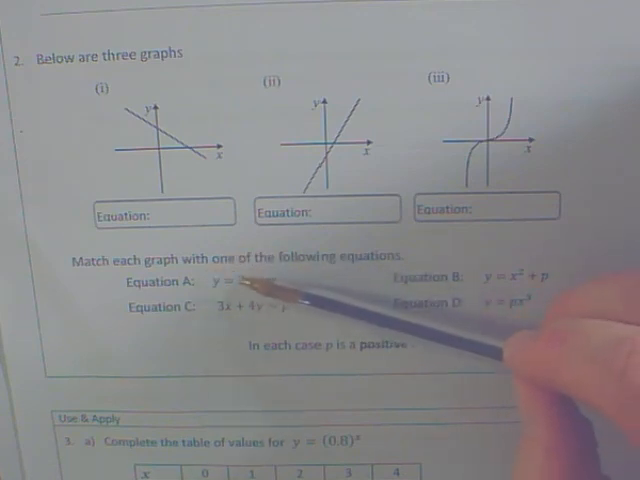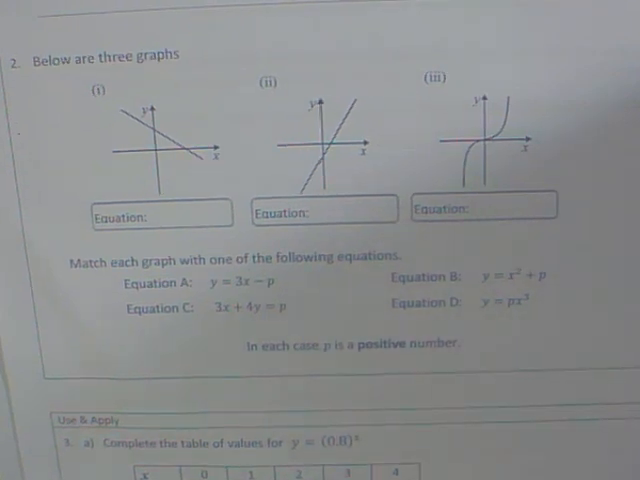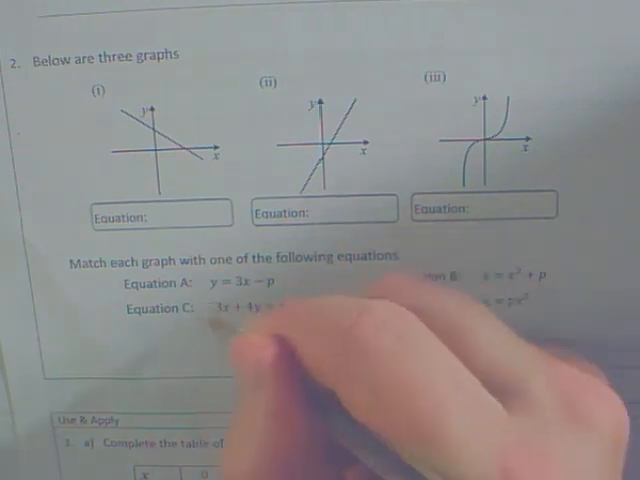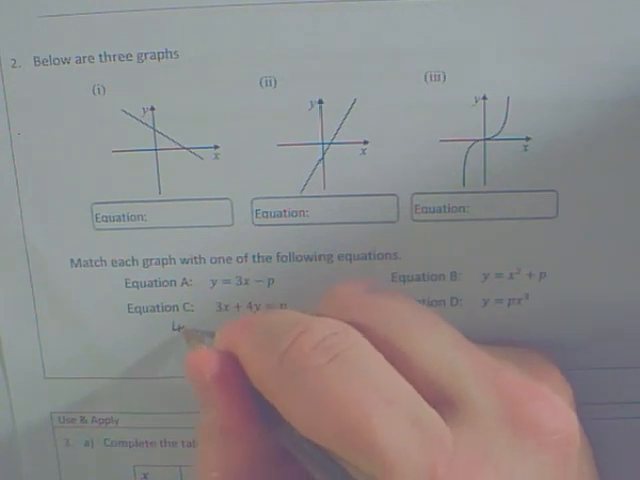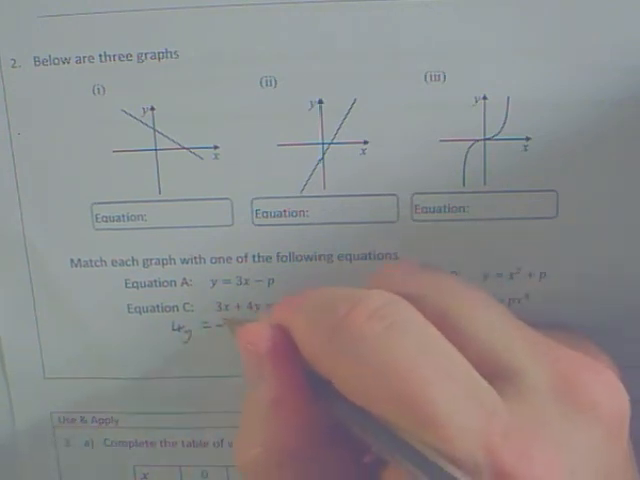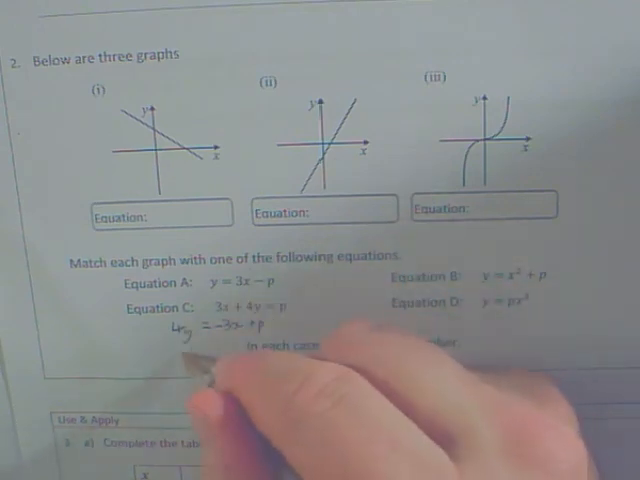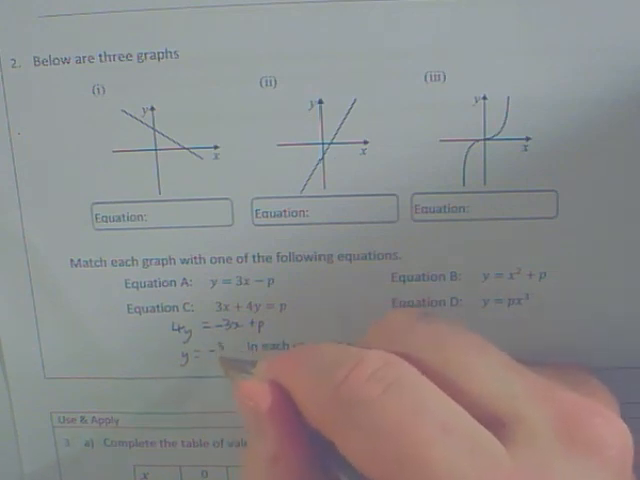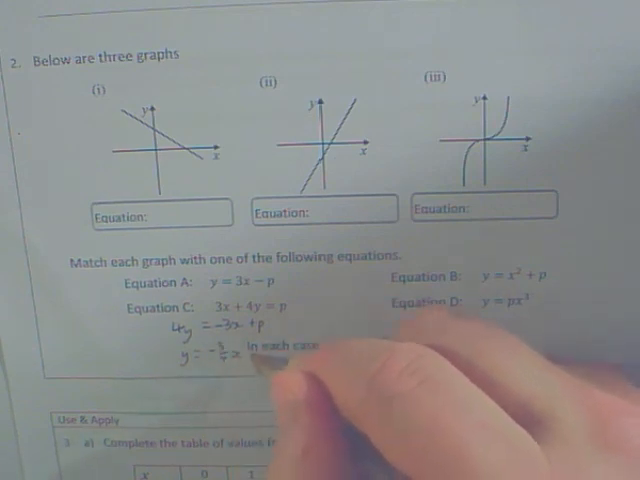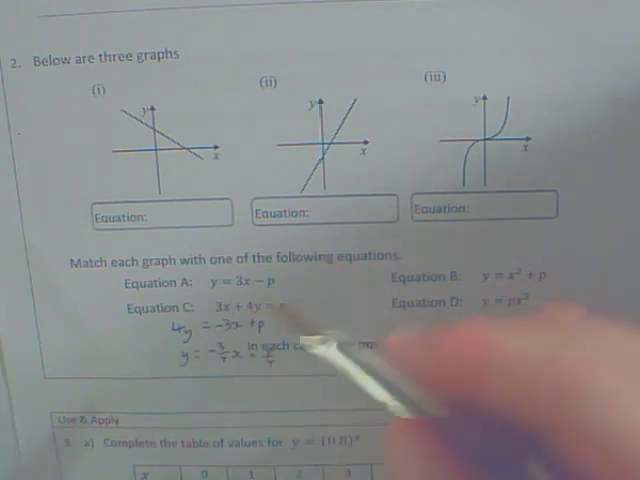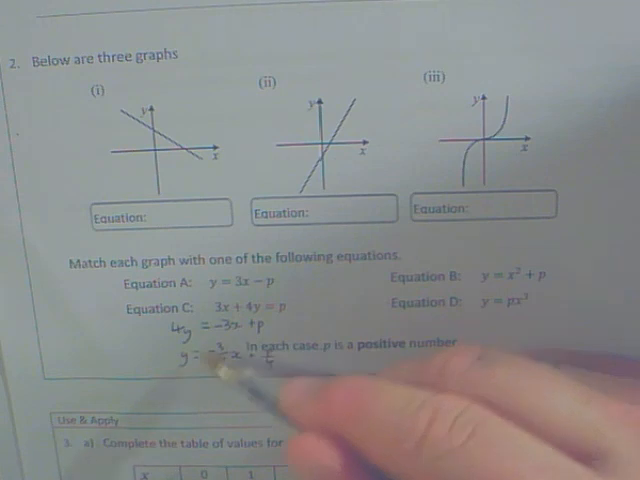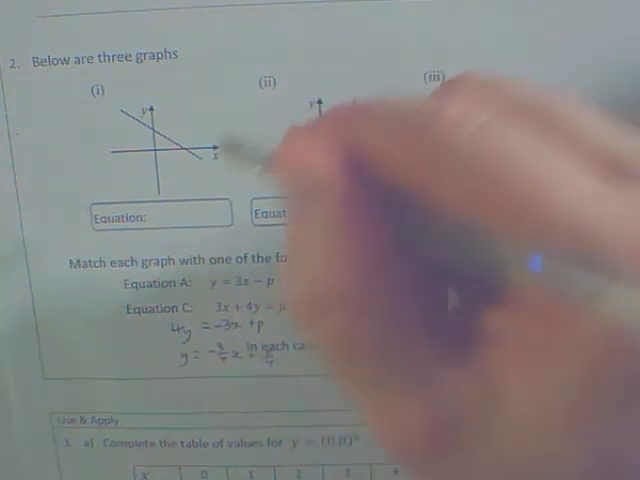So you know here the gradient's 3, so there's a positive gradient here, so it can't be this. This one's a negative gradient. And you could see that by rearranging it into y equals mx plus c if you wanted to. So I could rearrange this and say, right, 3x plus 4y equals p, so 4y equals minus 3x plus p. I just took away 3x from both sides. So y equals minus 3/4 x plus p over 4. But in any case, I've got a negative gradient there. Once I put it into that format, this is c.